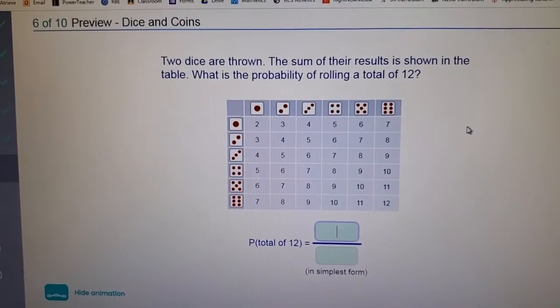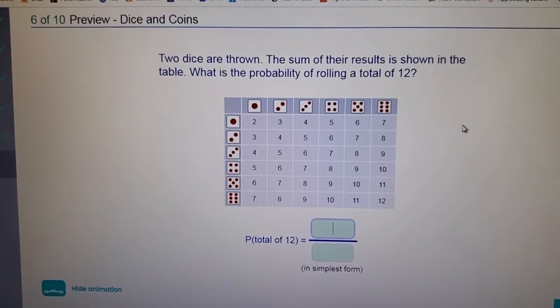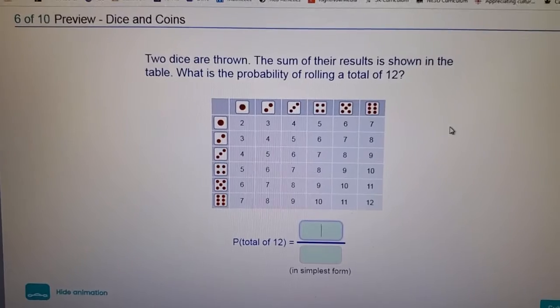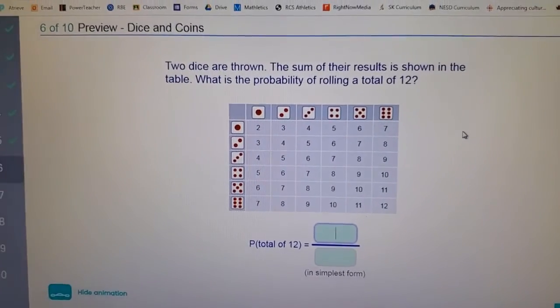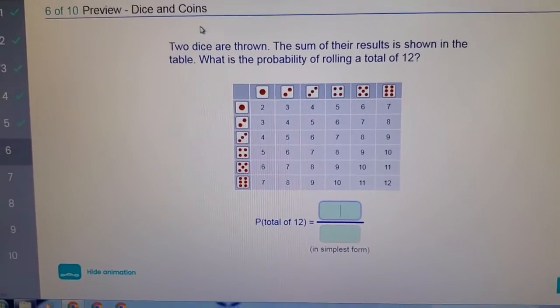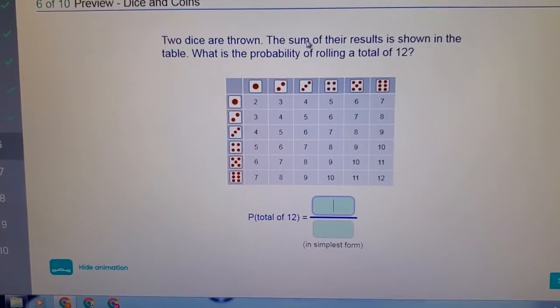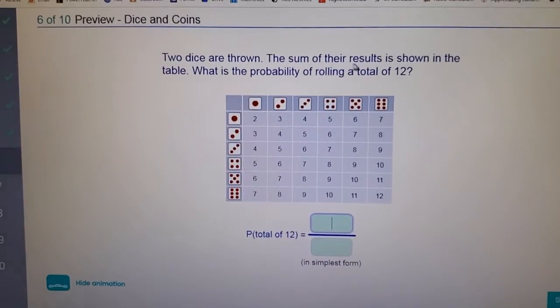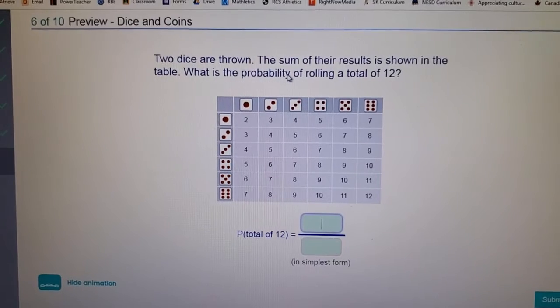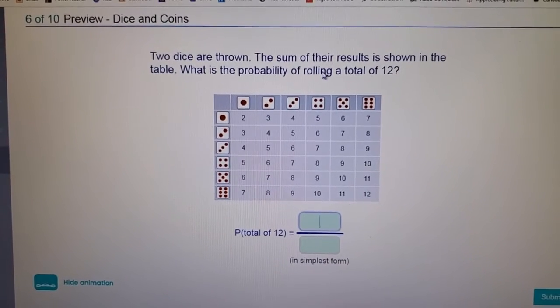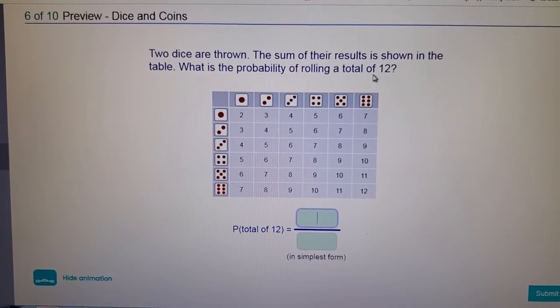All right, this is Mathletics, grade 7, dice and coins. I think it's the 11th activity on the probability. So it says 2 dice are thrown. The sum, so the addition of their results, is shown in the table. What is the probability of rolling a 12, total of 12?